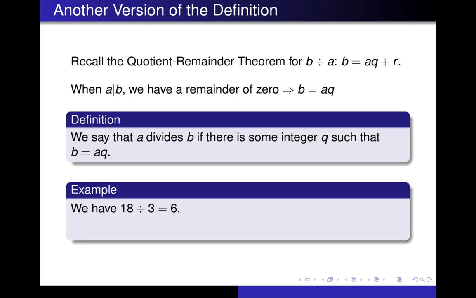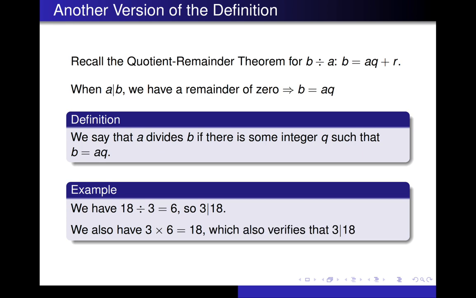So if we're looking at an example, if we want to know if 3 divides evenly into 18, then what we would do is take 18 divided by 3. We get 6, which is an integer, which means that 3 divides evenly into 18. But we could also say that 3 times 6 is equal to 18, right? That's a multiplication problem, and that tells us the exact same thing, that 3 divides evenly into 18.